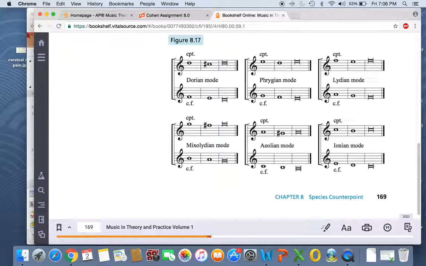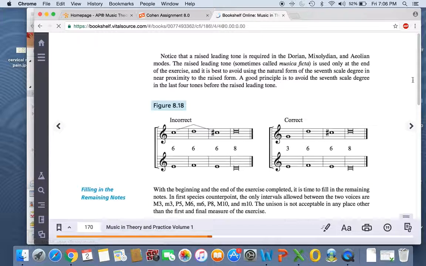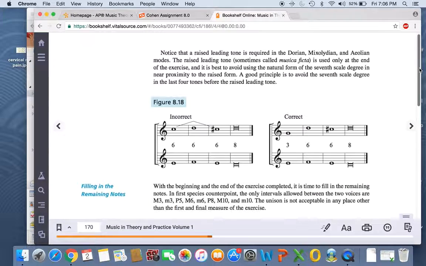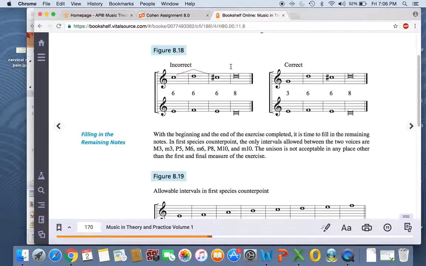Turn the page. It didn't turn the page. Okay. Here we don't raise the 7th because it's too close to a not raised 7th, right? So pay attention to that. It's okay if there's a leap and you're not using that same note twice.